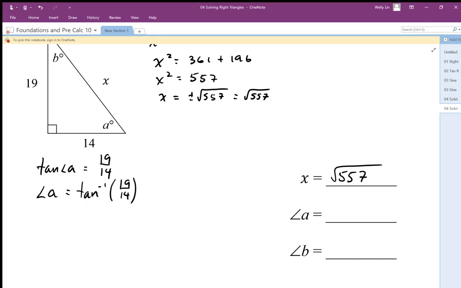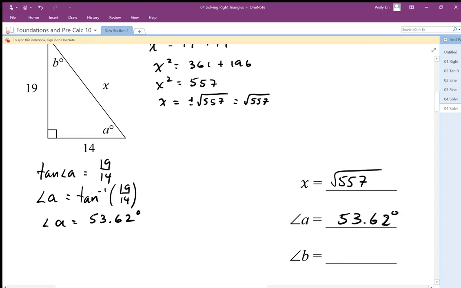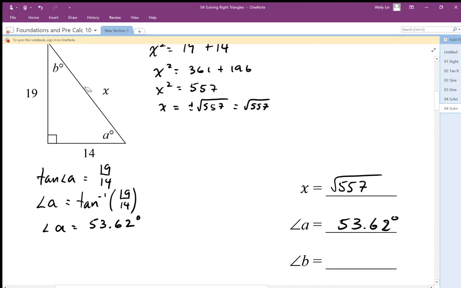And my output needs to be the angle, so I need to use arctan in this case. So 19 over 14, that should give me an angle of, I'm going to estimate, it's going to be more than 45 because I know the ratio of 1 to 1 is 45. So I'm guessing it's maybe about 50, and my calculator gives me a value of 53.61, which I'm going to round to 53.62 degrees.